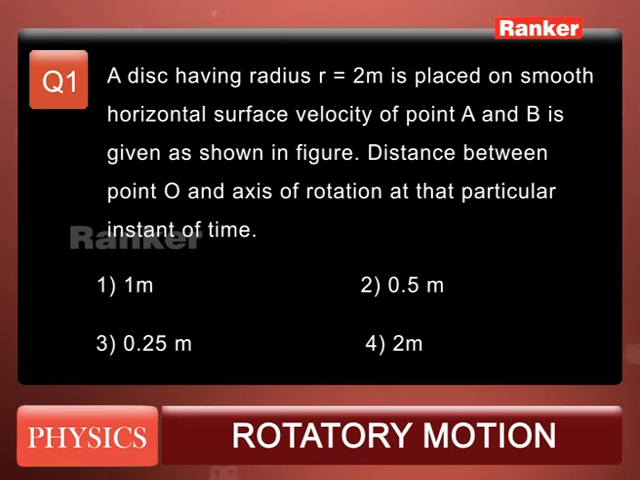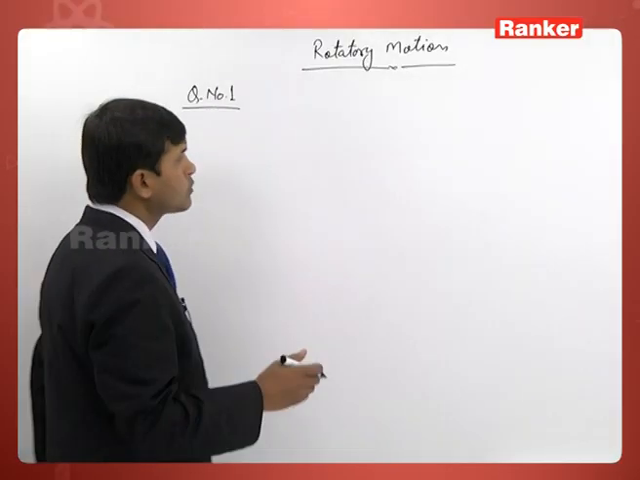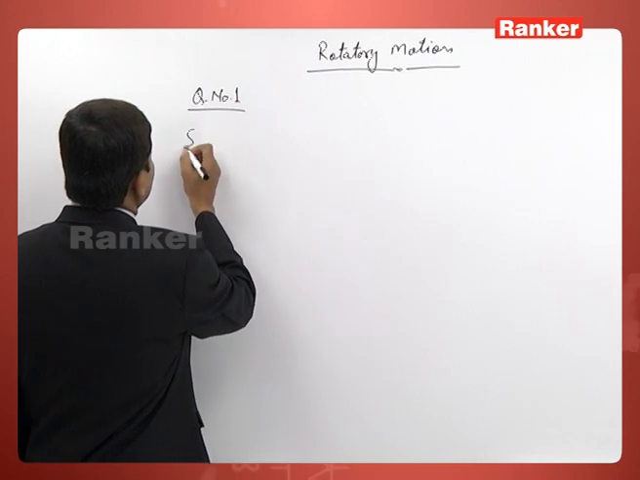Our 4 options are: option number 1 is 1 meter, option number 2 is 0.5 meter, option number 3 is 0.25 meter, and option number 4 is 2 meter. Now, see how to solve this problem.